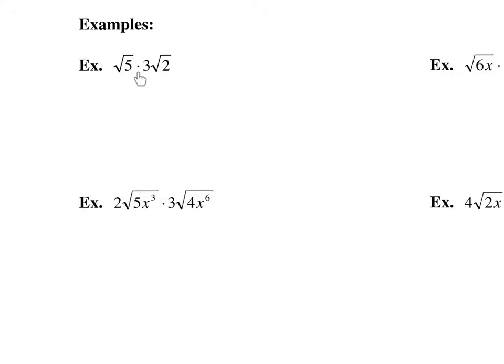Square root of 5 times 3 square root of 2. When I multiply the outsides, or the coefficients, I have 3 times the invisible 1 here. So 3 times 1 is 3. And when I multiply the radicands, I have 5 times 2, which is 10. Square root of 10 does not simplify, so I'm done there.